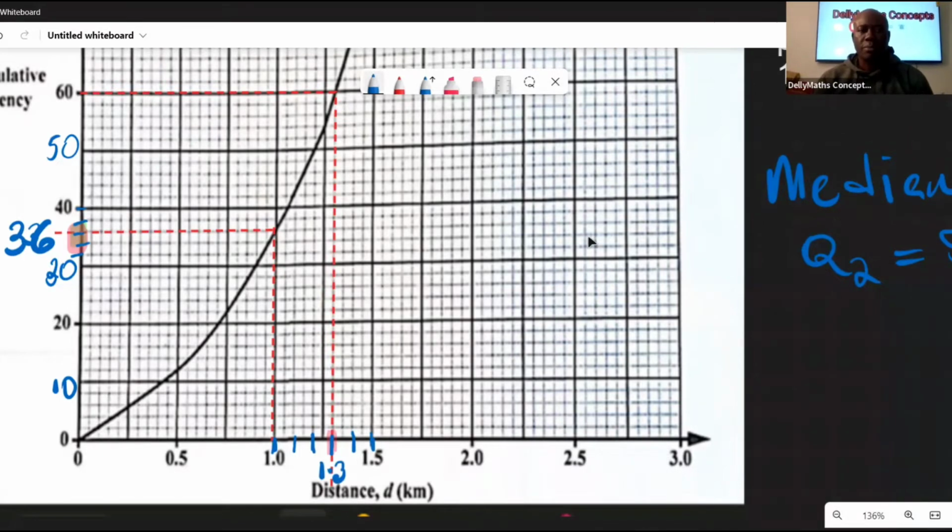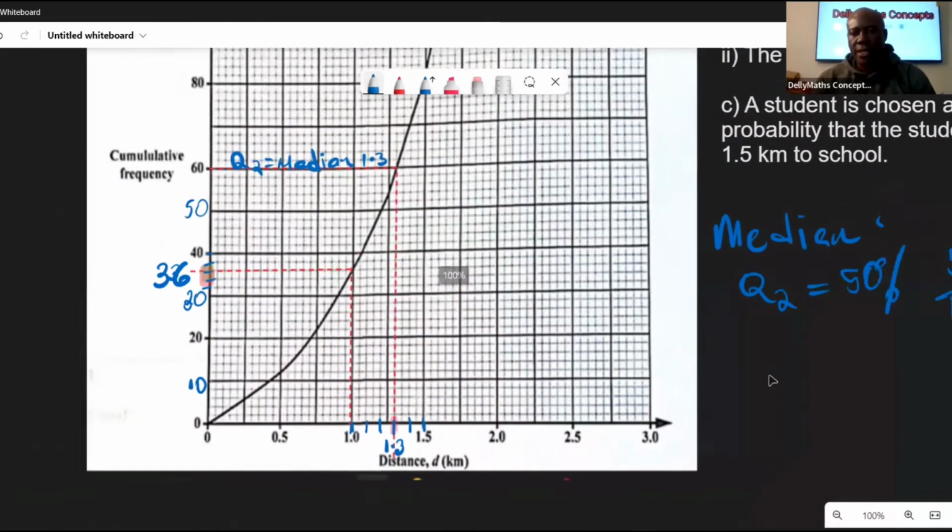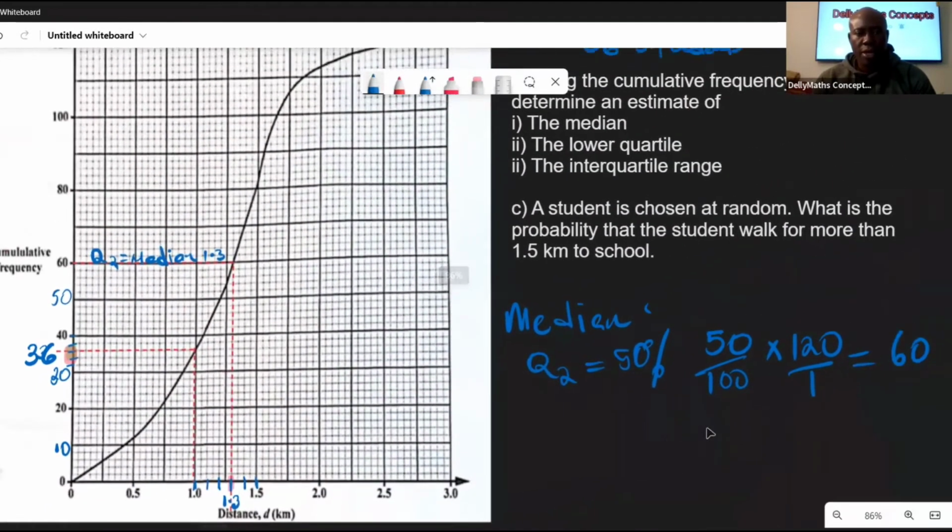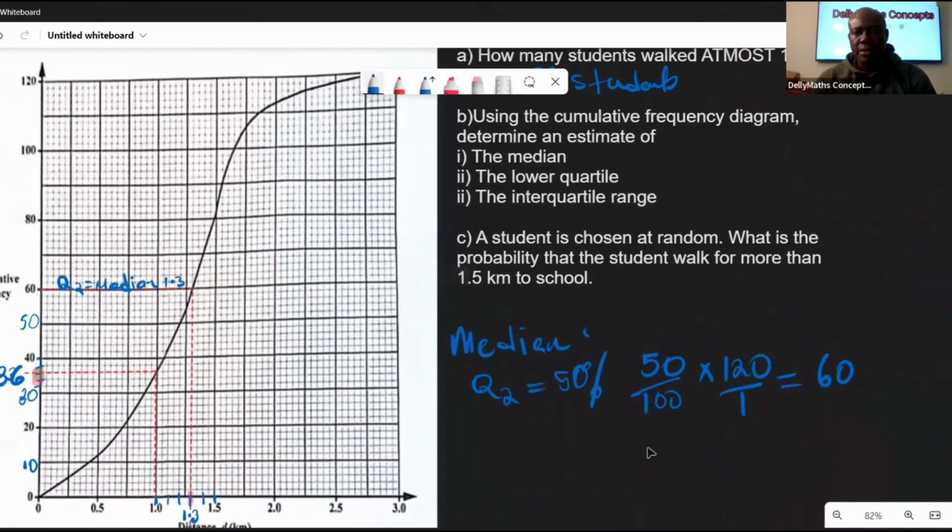So this line is exactly at 1.3 kilometers right there. So that second response, our Q2, which is what we call the median, is 1.3 kilometers. So let's just respond to that where the question is. 1.3 kilometers. All right, so just going to put that right there beside it. This is 1.3 kilometers.